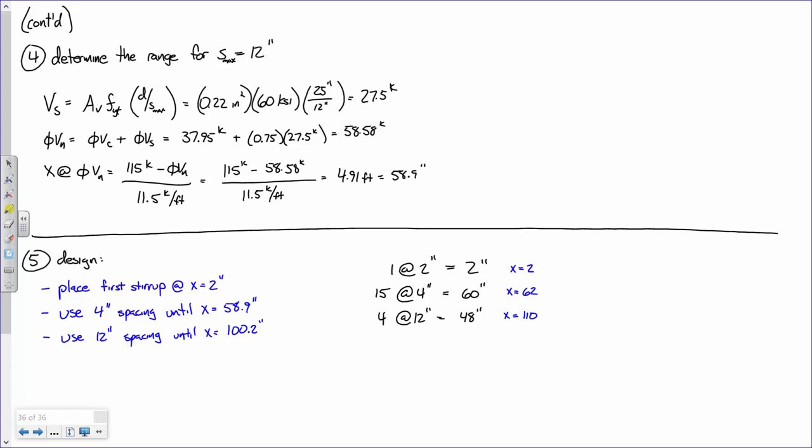Okay, now let's add this up. How many stirrups is that? That's 15, 14, 9. That's 20 stirrups for 110 inches. So how many stirrups total? 40 stirrups. How did we do compared to our last design? What did we get for our last design? 52. So by just using another increment, we dropped our number of stirrups down quite a bit.